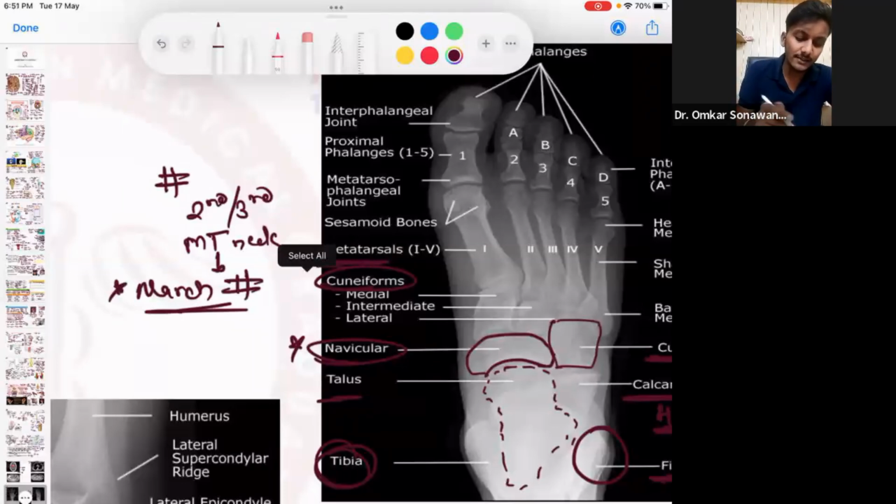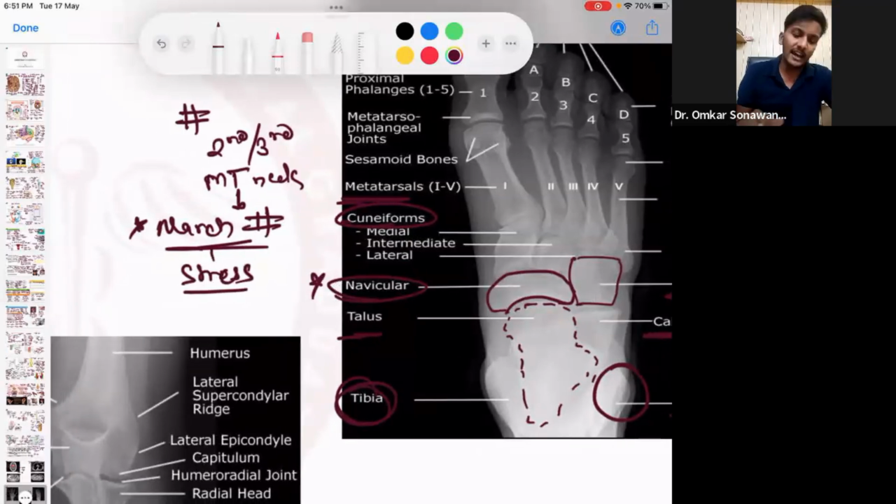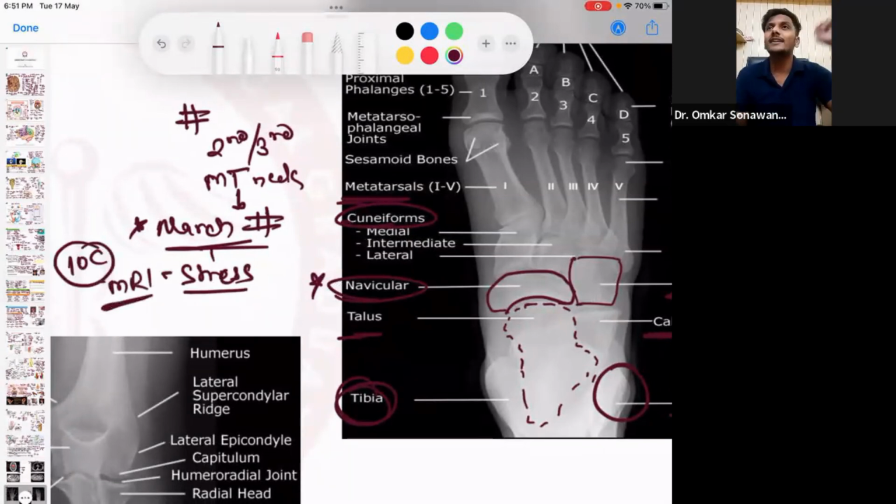March fracture is usually seen in military recruits or soldiers. It is an example of stress fracture. And the investigation of choice for stress fracture is MRI. All other things you would do an X-ray for, okay? Important. No issues with this.